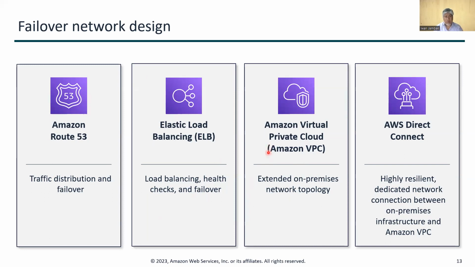For the Amazon Virtual Private Cloud, you extend your on-premise network topology. Yeah, we already discussed before. And then with AWS Direct Connect, you can also connect your on-premise with your cloud. So anything happens to the cloud, you still have the backup on your on-premise.